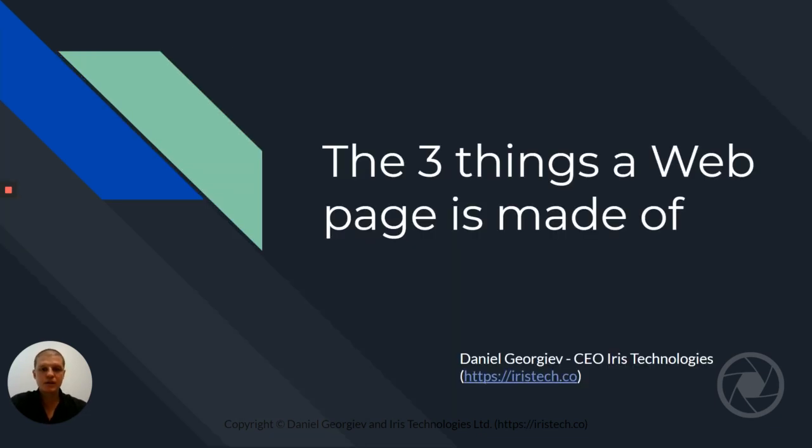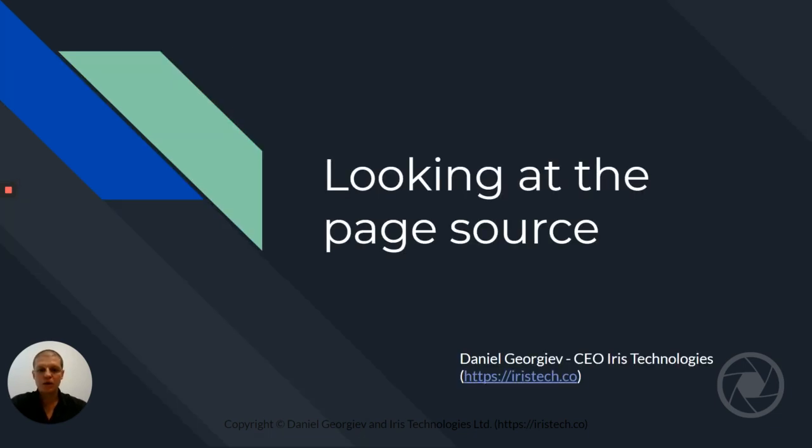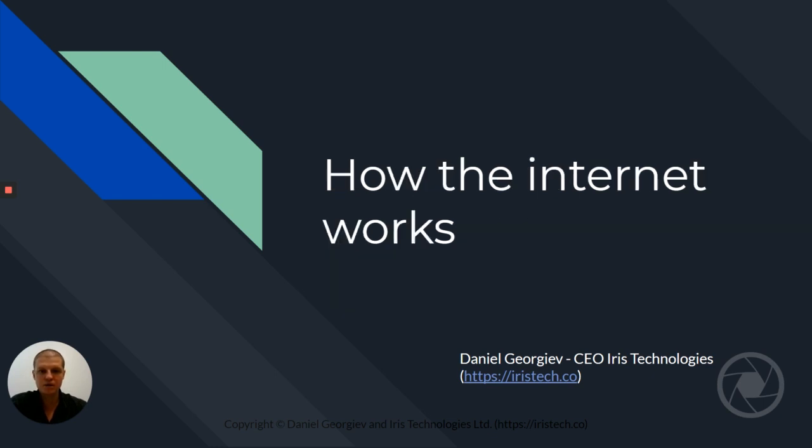You will learn the three things a web page is made of, which are HTML, CSS, and JavaScript. Then we are going to look at the page source of different websites to see how they function, how they work, what languages they use, and to understand a little bit better how the internet works.